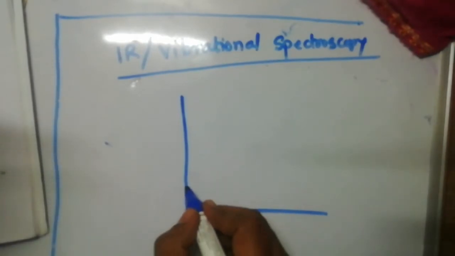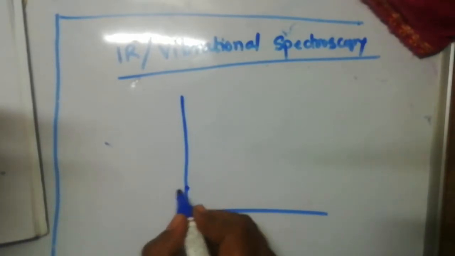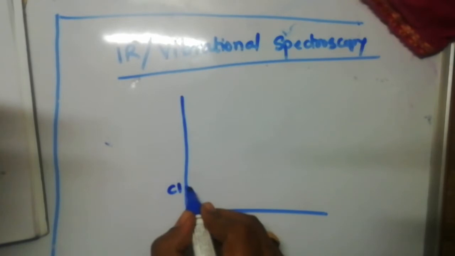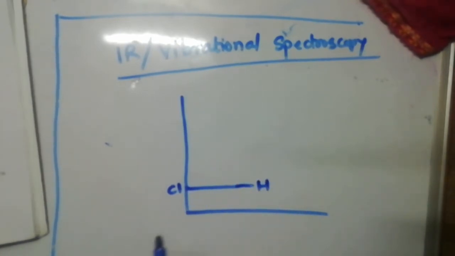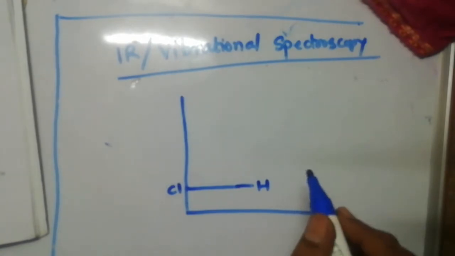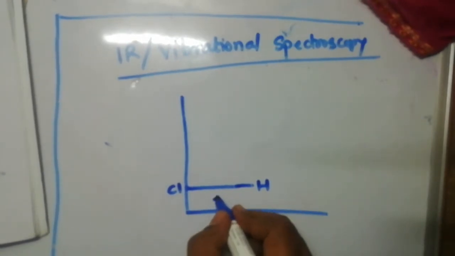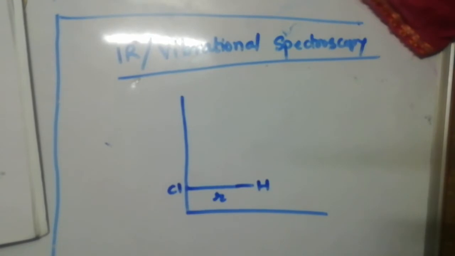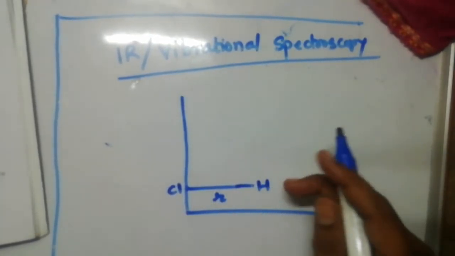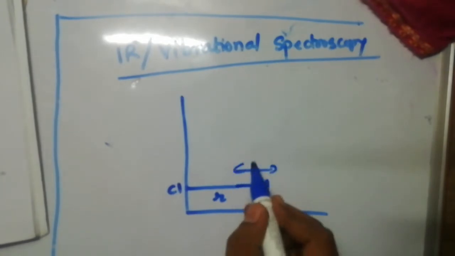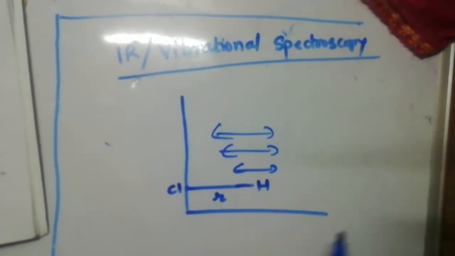Say I have a chlorine atom here which is bonded to a hydrogen atom. Now during this what will happen? Let the equilibrium distance at rest be r. Now when I stretch the hydrogen atom keeping the chlorine fixed, what will happen? This will undergo oscillation in this direction, back and forth, right?